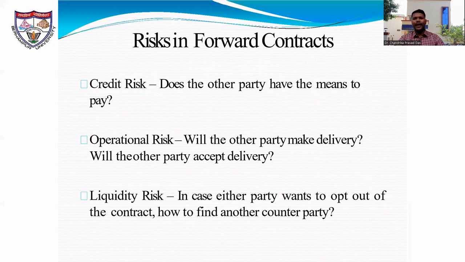What are the risks lying in forward contracts? In forward contracts, both the buyer and seller have credit risk. Meaning, does the other party have the means to pay? If the buyer denies to pay on the day of delivery, then the credit risk will arise.